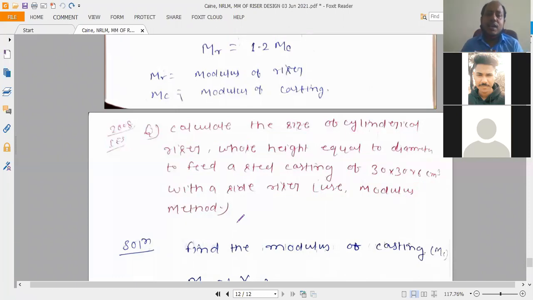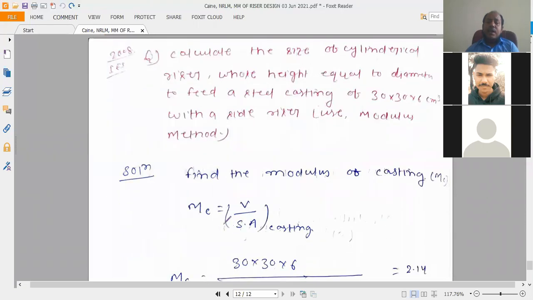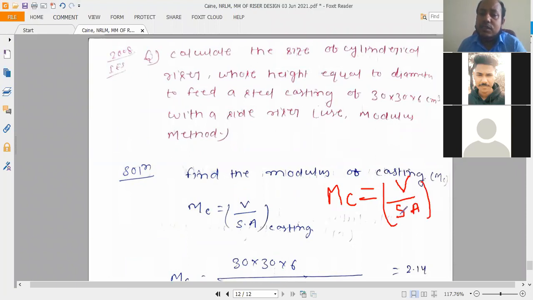We have to determine the dimensions of the riser by the modulus method. The riser is a side riser, with height equal to the diameter of the riser, and the casting dimension is given as 30 centimeter into 30 centimeter into a height of 6 centimeter. So the modulus can be determined as the reciprocal, and we have to find the modulus of riser and the modulus of casting. The modulus of riser can be calculated by the ratio of volume and surface area, because it is the reciprocal of cooling characteristics.